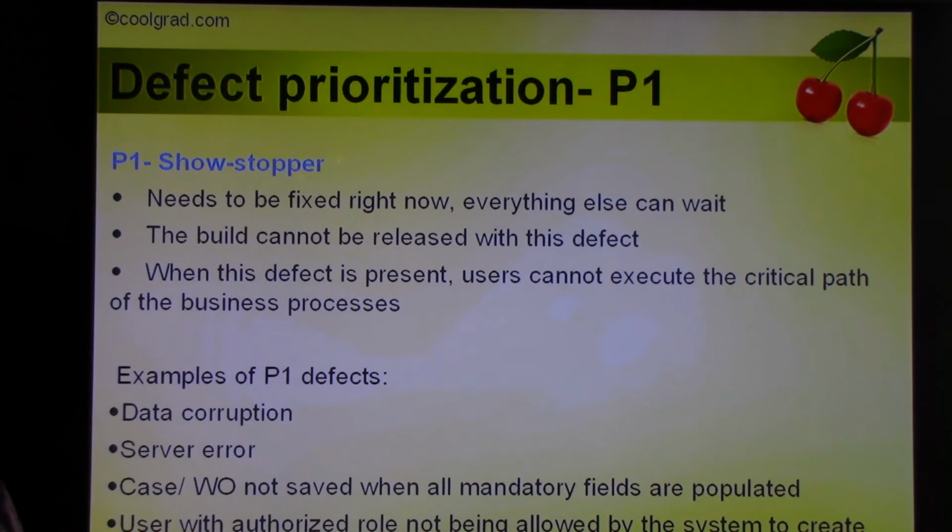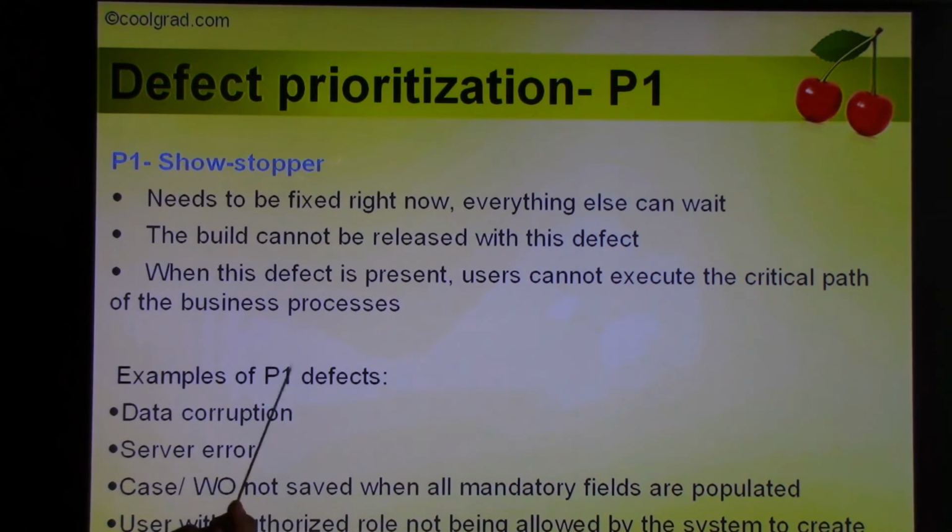Examples of P1 defects are data corruption. Somebody's hacked into your database and all the data is messed up. That's definitely a P1 defect. And server error. You try to go to some page, link, or button, and it says HTTP error 404, or server crash, or it displays a server error. Any crash, like a server error, is always a P1.